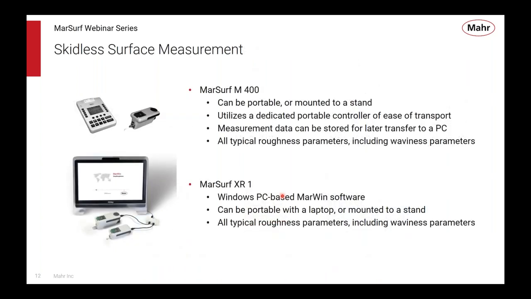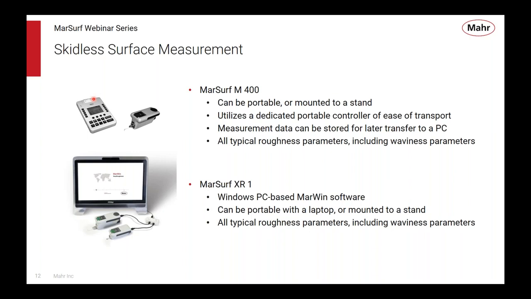So it starts with something like our MarSurf M400. That's intended to be used either as a portable device or can be used on a measuring stand where you mount the device, the drive, to a stand, bring the part to the measuring instrument, set it underneath it, and bring it down into contact and do the measurements. It's got its own dedicated processor, doesn't need a separate PC or anything. It's got this device here, so it can be easily portable, can be carried around, can even be set right on top of an item to be measured out in the factory, just like a skidded system can be.